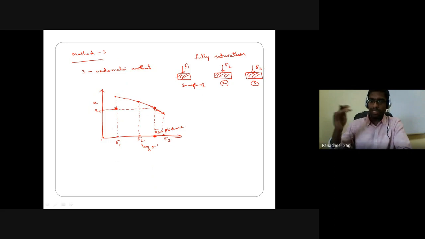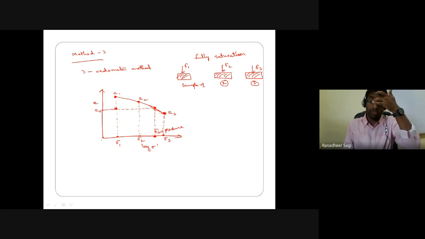And for those applied pressures, you will try to understand how much is the final void ratio that remains in the soil sample. And I locate those void ratios corresponding to those applied states of stress. Okay, so this is the void ratio in the sample 1 for an applied stress of sigma 1. There is a void ratio in the sample 2 for an applied stress of sigma 2, and there is a void ratio referring to sample 3 corresponding to an applied pressure of sigma 3.